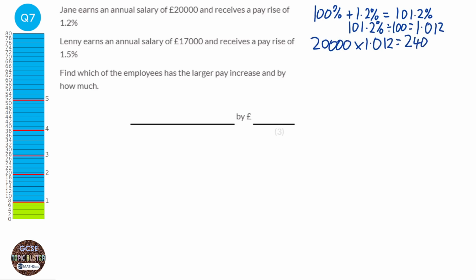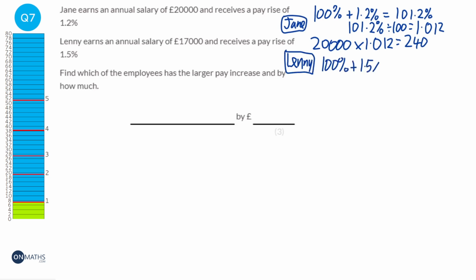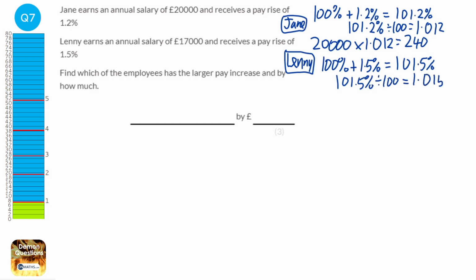Next we do the same for Lenny, so that is Jane, and so let's do Lenny, and so that's 100% plus the 1.5%. That will be 101.5%. Make that a multiplier, 101.5%. We divide that by 100, which gives us 1.015.